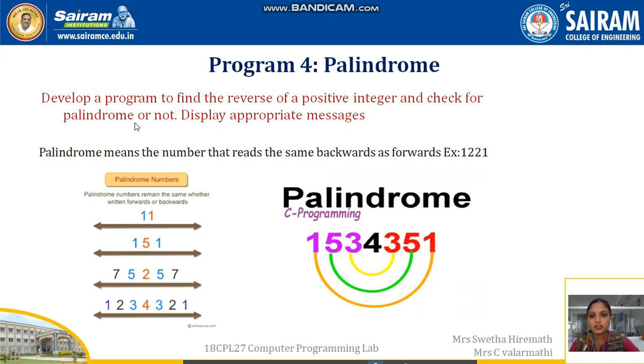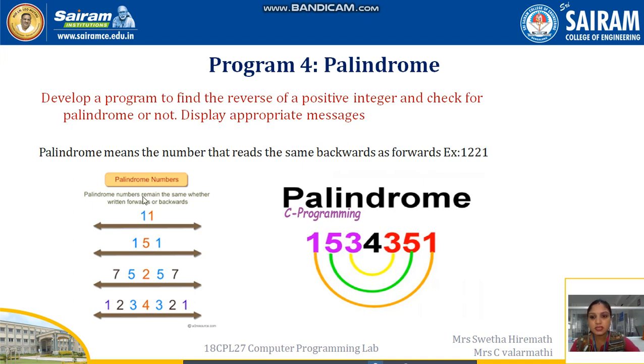Before moving to the actual program, let us see what a palindrome actually is. A palindrome is a number that reads the same backwards as forwards. That is, whether we read it forward or backward, the number should remain the same. For example, here it is 1 2 2 1. If we read it in the forward direction, it is 1 2 2 1, and in the backward direction, it is also 1 2 2 1. If both the forward read and backward read match, then we call that number a palindrome number.